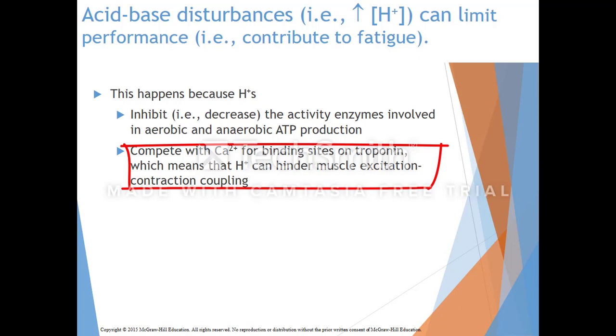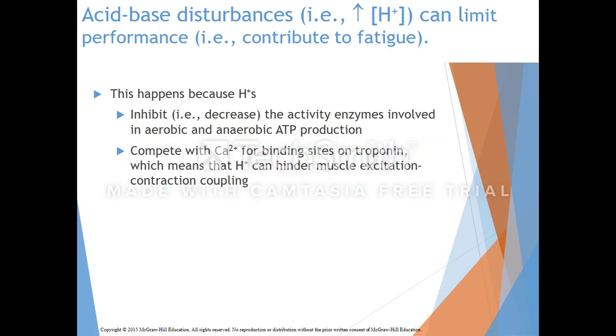and you won't be able to have cross-bridge cycling occur. And so there's two different ways that we've shown that this increase in hydrogen ion concentration can have a negative impact on performance. It can affect ATP production, and it can affect cross-bridge cycling.